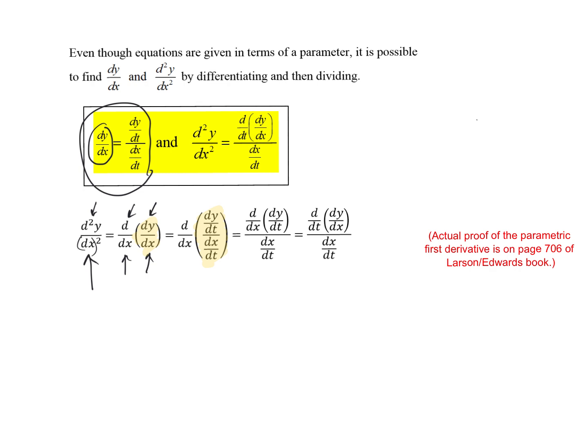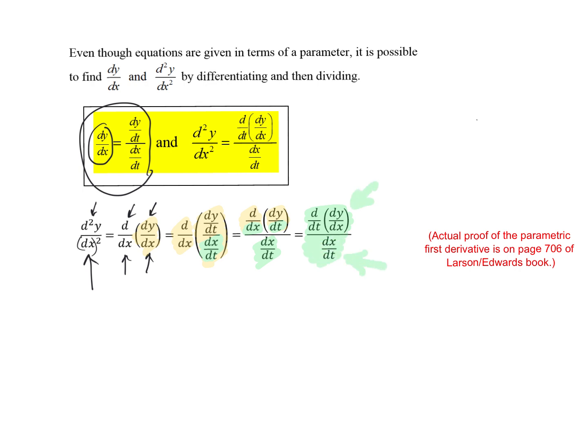If you have a fraction multiplied by another fraction, you can multiply the tops together and the denominator just stays. All they did was switch these denominators around. If you're multiplying denominators, it doesn't matter which order they're in. So they end up getting the derivative with respect to t of dy/dx, and then put it over dx/dt.